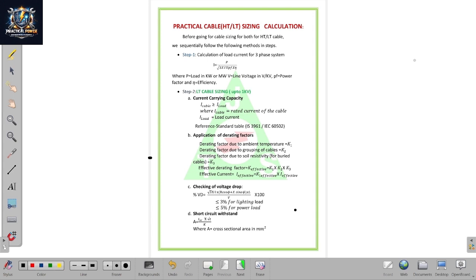While selecting the size for the current rating, we have to refer to the standard documents, that is IS 3961 and IEC 60502.